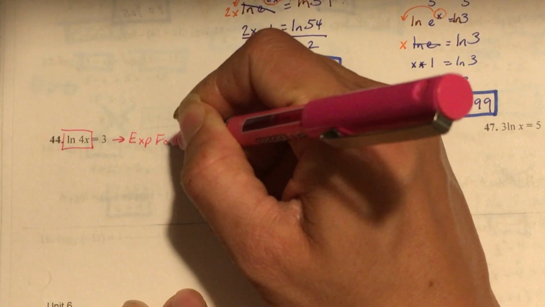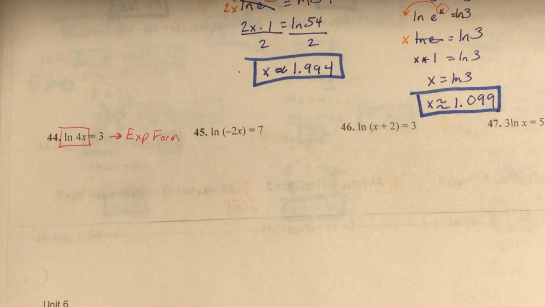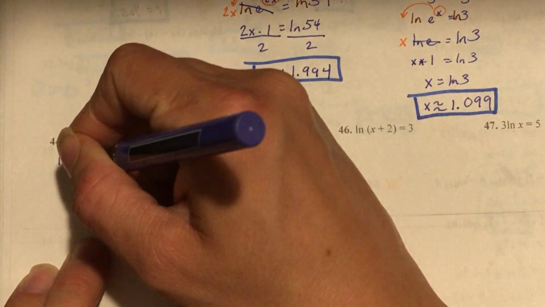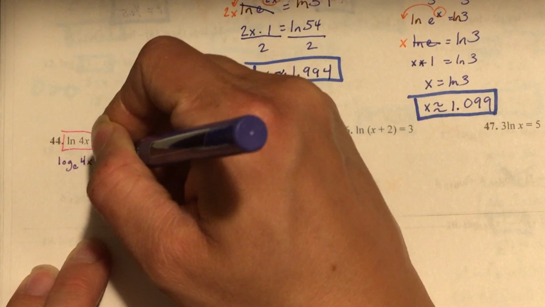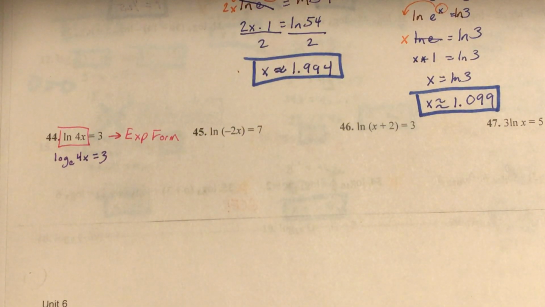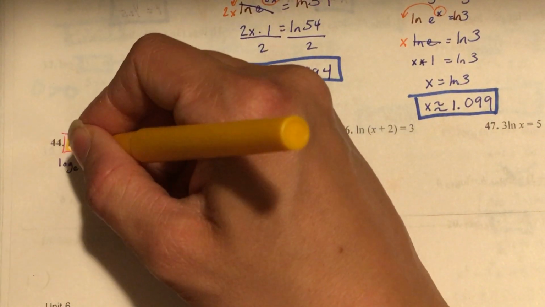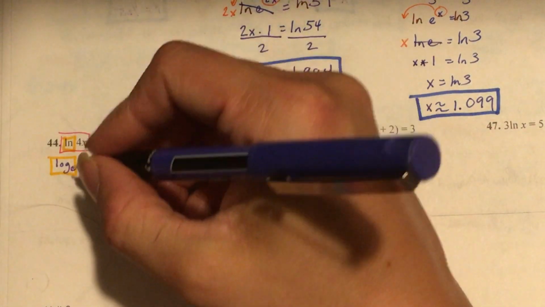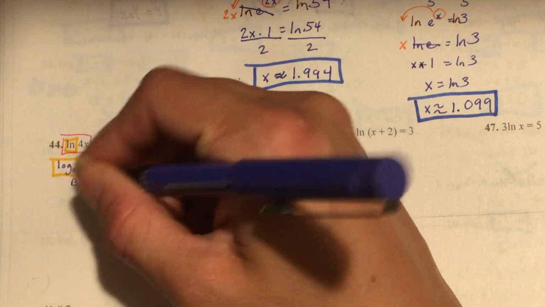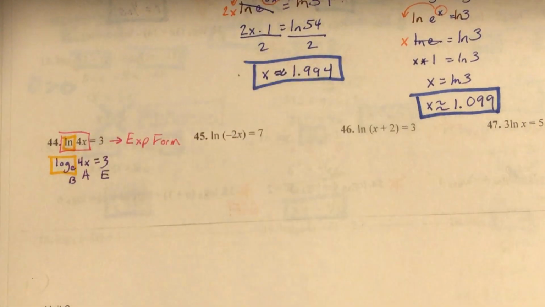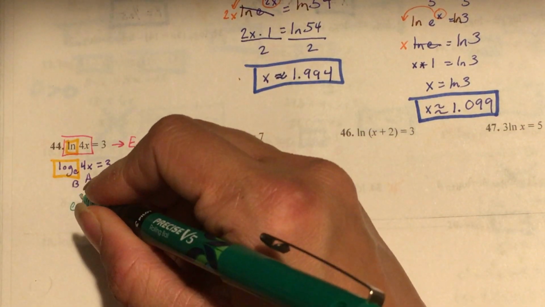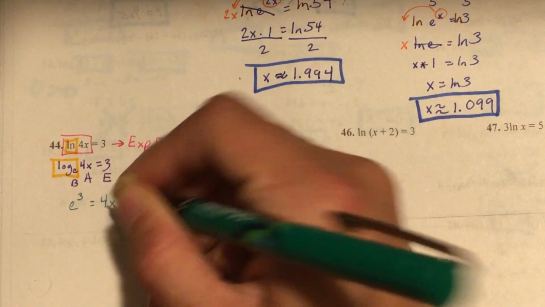So this is when it's important that you know what natural log actually stands for, which is log base e of 4x equals 3. So I like to rewrite it by replacing that natural log with log base e first and then writing it in exponential form. So we see the word log and we think of the elephant with his big animal ears. So our base is e, our exponent is 3, and our answer is 4x.